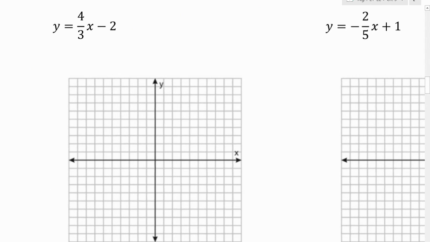So remember, start at the y-intercept. Y-intercept's -2. So on the y-axis, go -2. Slope is rise over run. So from that point, we're going to rise 4. 1, 2, 3, 4, run 3. 1, 2, 3. Do it again. Rise 4, run 3.